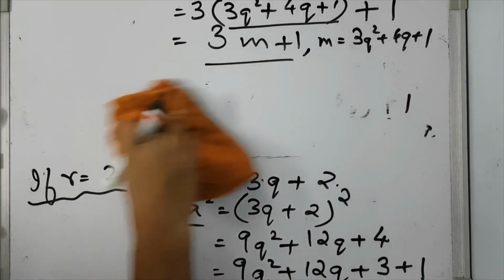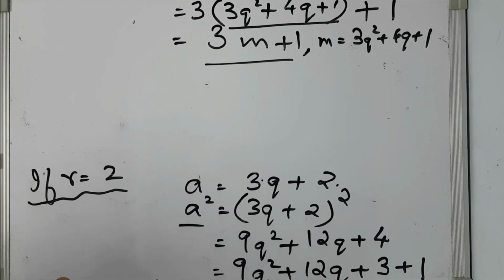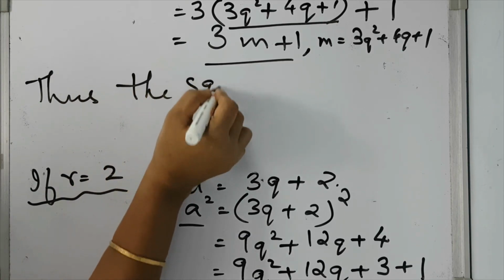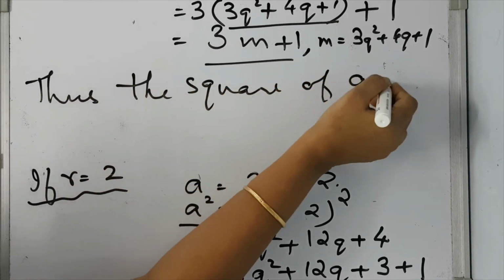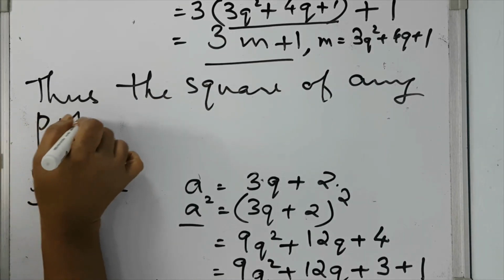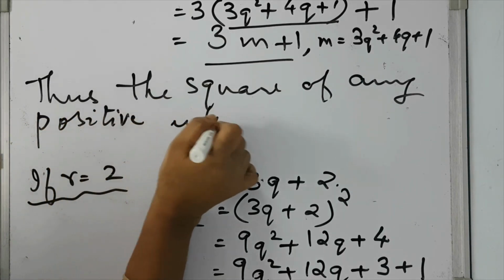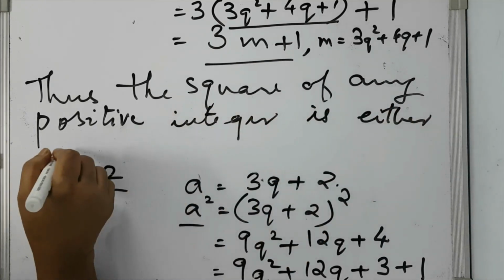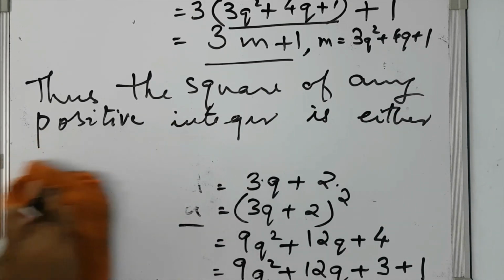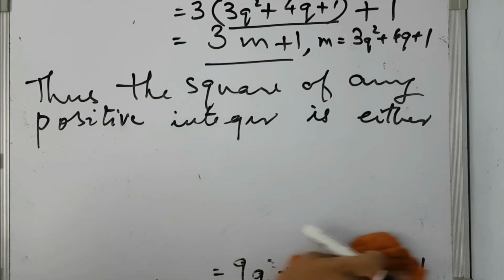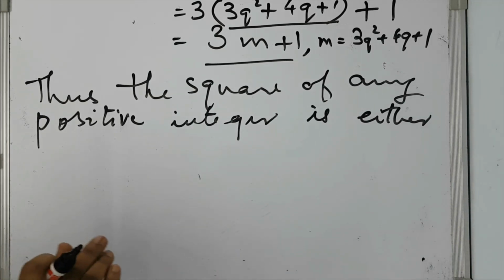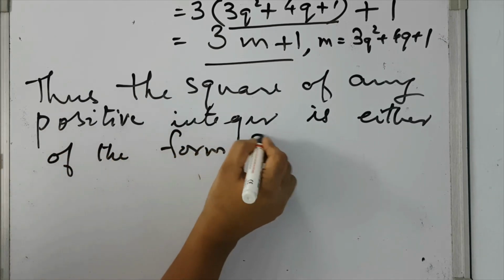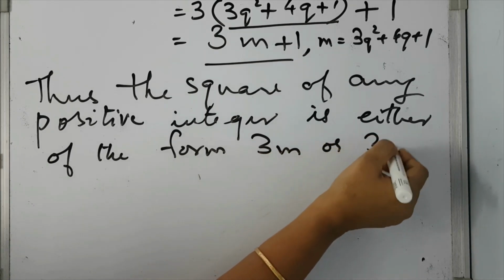Thus, what we can conclude, as it is there in the question: thus the square of any positive integer is either of the form 3m or 3m plus 1.